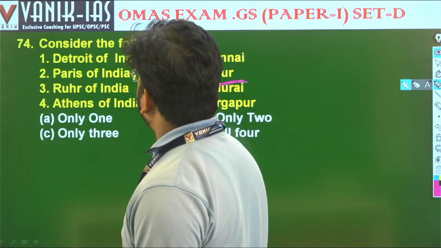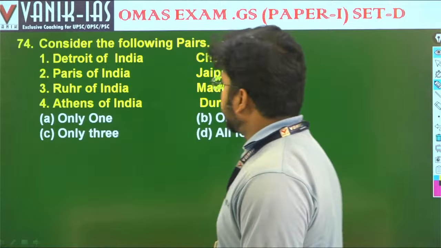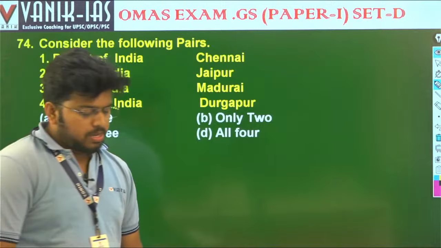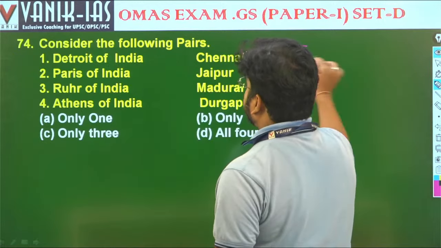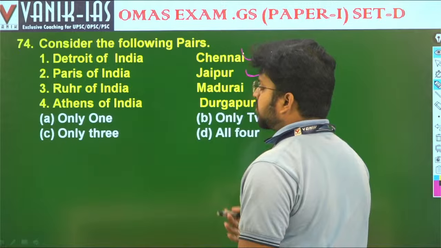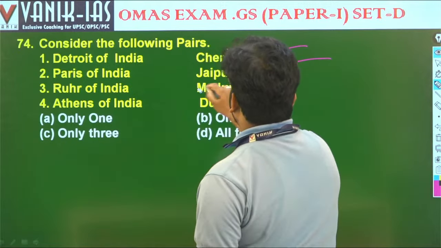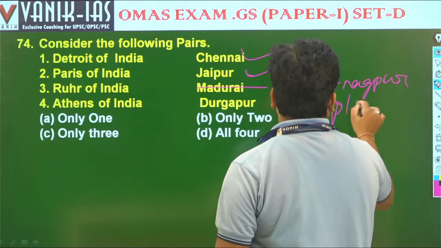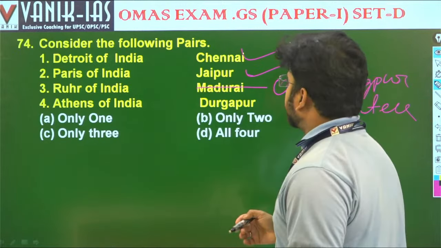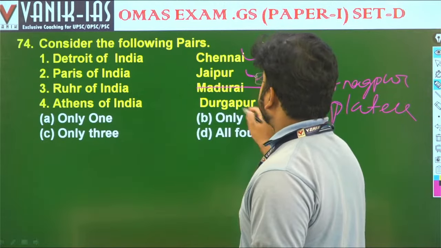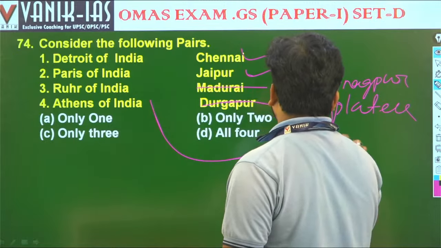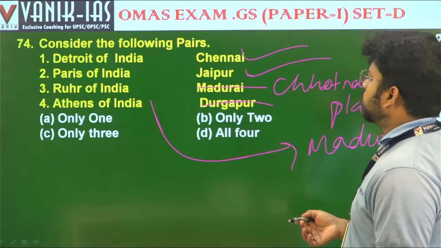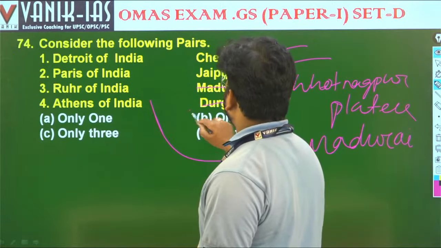Then consider the following pairs: Detroit of India, Chennai; Paris of India, Jaipur. These two are right. Ruhr of India, meaning a high amount of natural mineral reserves, is the Chotanagpur Plateau, right? Athens of India is Durgapur? No, this is Madurai. Madurai is the Athens of India. It's a part of static GK. So only the first two options are right. B is the answer.